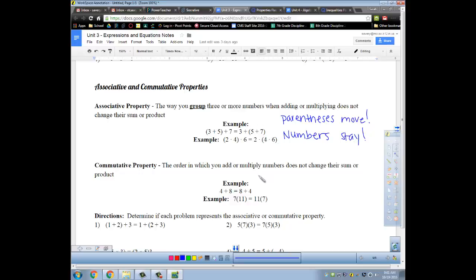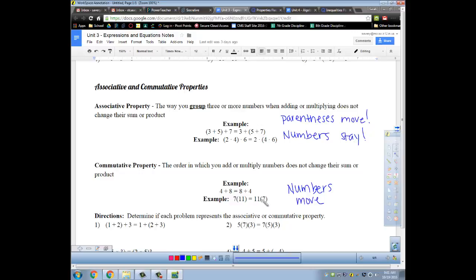The commutative property means you can switch the numbers around when adding or multiplying, and it's not going to change your answer. So in this one, the numbers are going to move. For the first example, it says 4 plus 8 equals 8 plus 4. So the numbers switched spots. And same thing for 7 times 11 and 11 times 7.